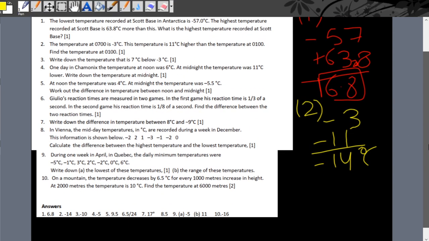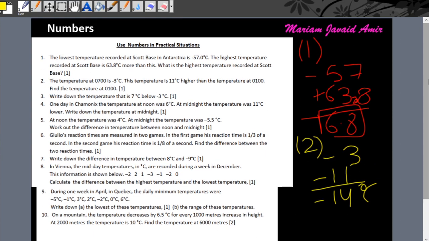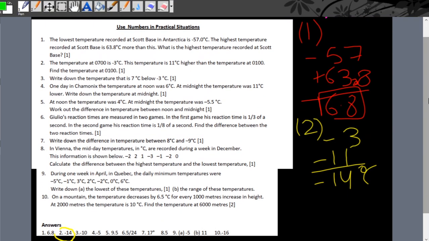So let's check the answer. Yes, that's the answer for part 2. Okay, question 3, which is write down the temperature that is 7 degrees below minus 3. So that's simply minus 3 minus 7, which is minus 10. Okay, this is part 3.